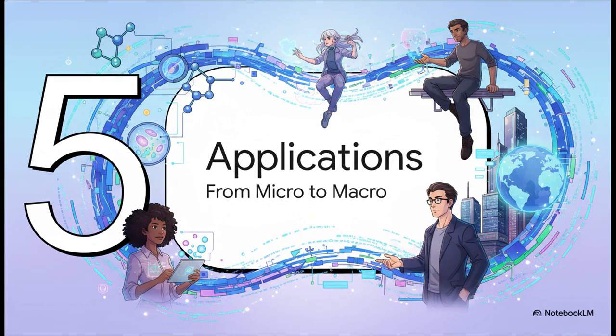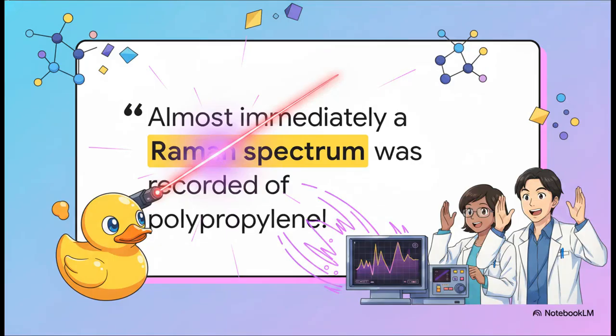And finally, Section 5, Real-World Applications, from micro to macro. Okay, I absolutely love this story from Dr. Kem's lecture materials, Hendra's rubber duck. Basically, a small toy duck was just placed directly into the spectrometer's laser beam. Almost instantly, the scientists had a crystal-clear Raman spectrum identifying the material as polypropylene, not rubber.